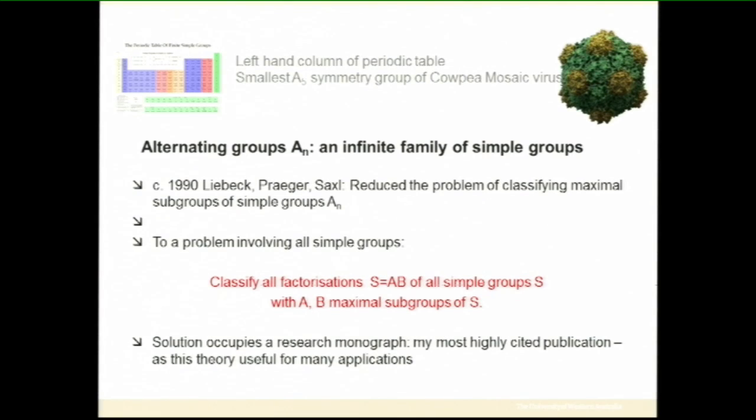In 1990, roughly 10 years after the announcement of the classification of simple groups, two colleagues, Martin Liebeck and Jan Saxl, and I, reduced the problem of classifying the maximal subgroups of these alternating groups to another problem, which was a problem about all simple groups, namely the one in red: classify all the ways that you can factorise any simple group S as a product A times B, where A and B are maximal subgroups of S.